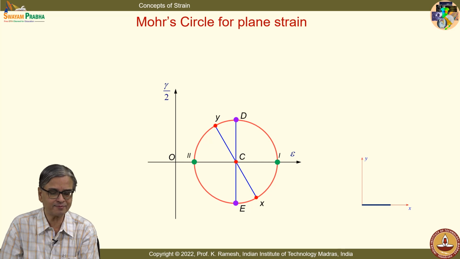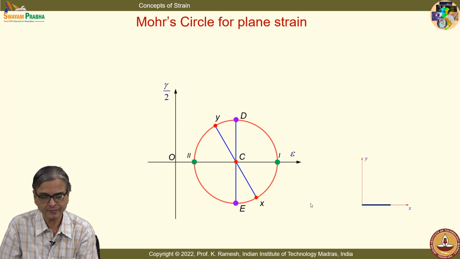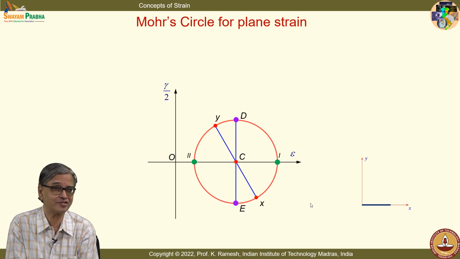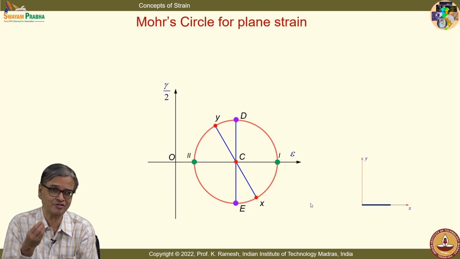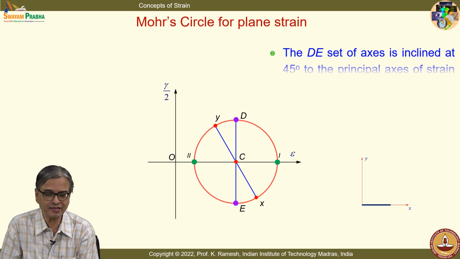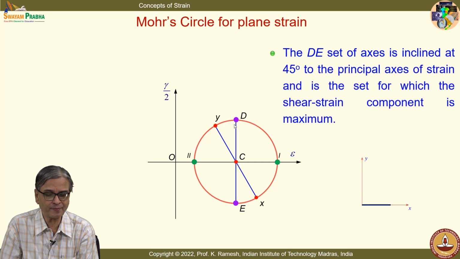To make your diagram simple, I take both the strains as positive, so that this axis is not interfering with the diagram. And we have seen in the case of your pressure vessel, you have a biaxial stress, one is PR by T, another is PR by 2T, both are positive. So, such situations are very common. And what you have here is the location of the maximum shear strain direction is fixed with respect to the principal direction. This is at an angle 45 degree in the physical plane.